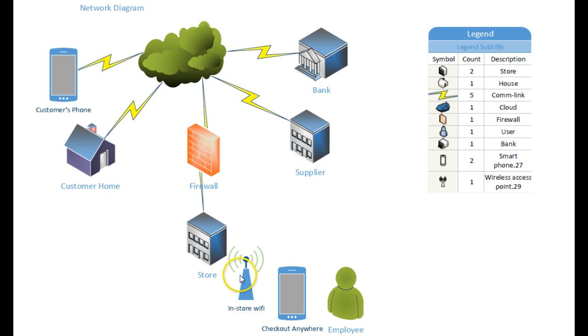And in the store, there's Wi-Fi. And I've got an employee who happens to have a checkout anywhere application on their smartphone, so they can roam the store and have someone check out right from the smartphone of the employee. Okay, that is really all I'm looking for in a network diagram. This much, or perhaps even a bit less, if you don't even have the details that there is Wi-Fi, for example, in your system, or you're not sure, don't include it. But really, I'm not looking for too much more detail than this.